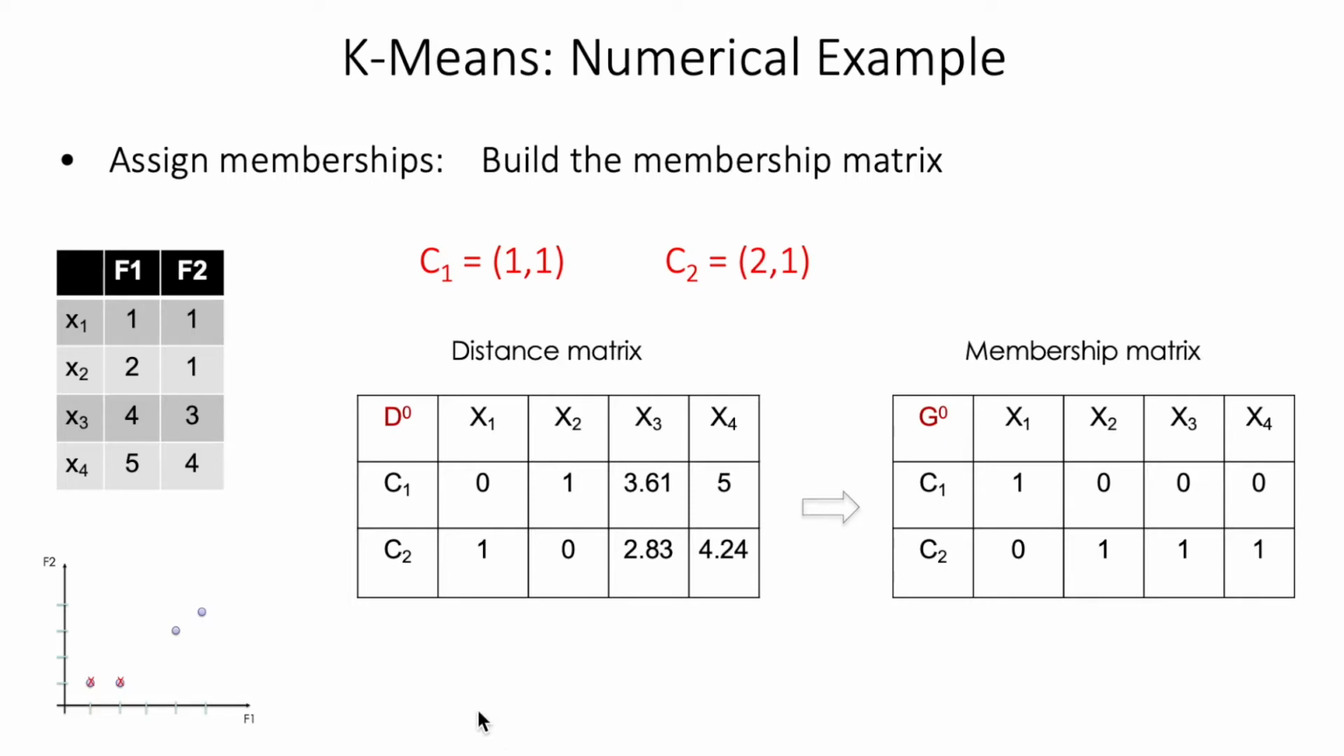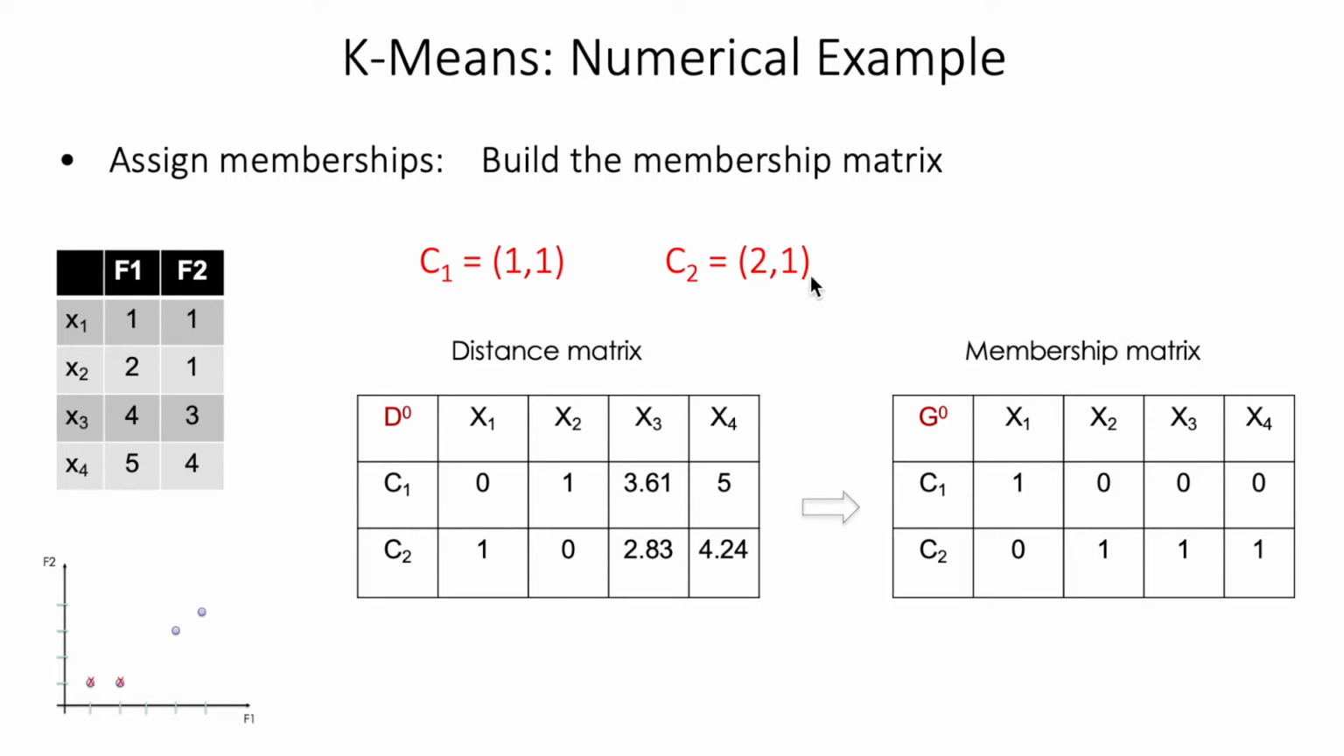Let's call this matrix D0, and now we can calculate the membership matrix. This is basically when we assign the membership of every data point to the different centroids. Let's use a binary matrix for that. For example, x1 is closer to c1 because its distance to c1 is 0, right? So we put a 1 here, telling that x1 belongs to the cluster represented by c1. So we have 1 here.